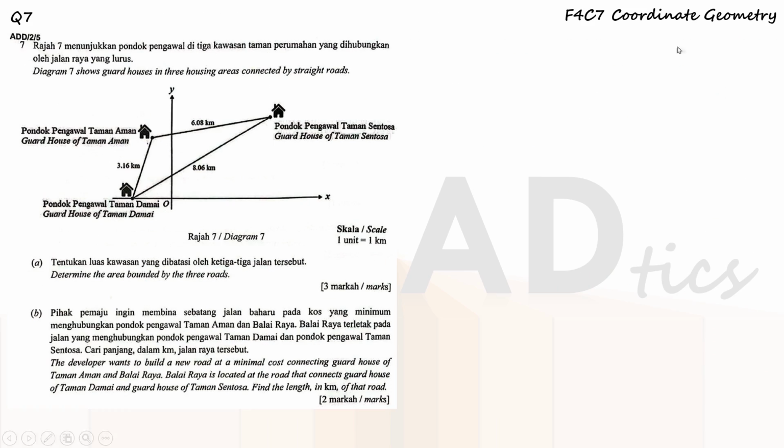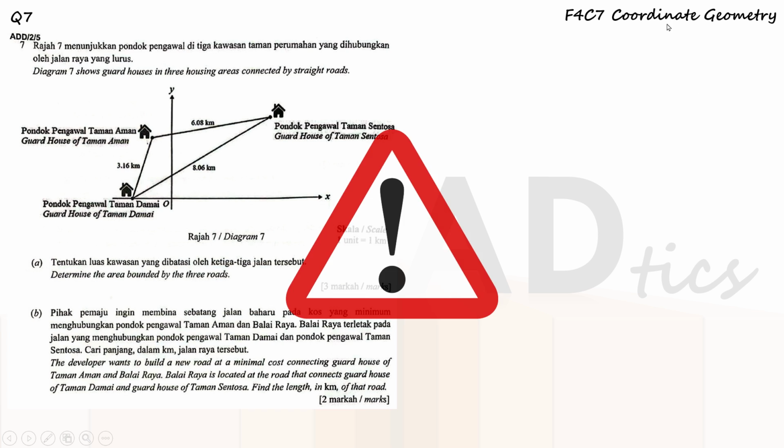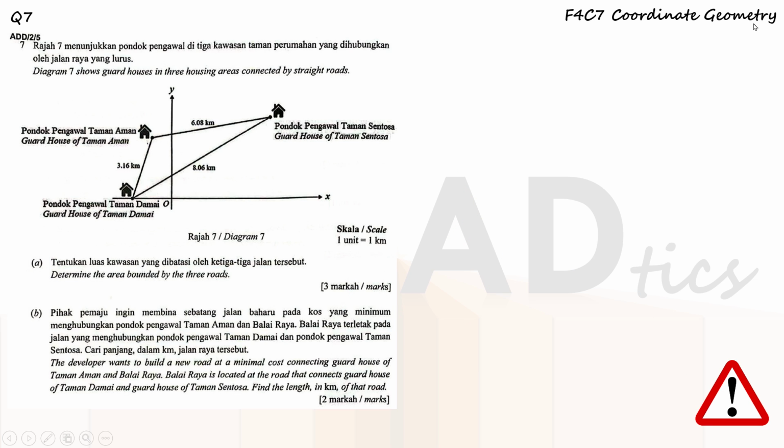And question 7 comes from the chapter Coordinate Geometry, and here we have three houses, Aman, Damai and Sentosa, and for part A it tells us to find the area bounded by these three roads. Okay, so if you go to the formulas in Coordinate Geometry, I think none of the formulas can help us find the area if we only have these lengths, right? So we need to use formulas from another chapter, which is Form 4 Chapter 9, Solution of Triangles.